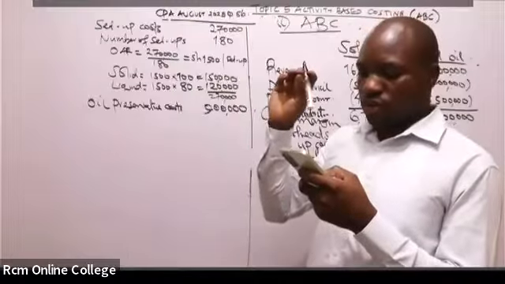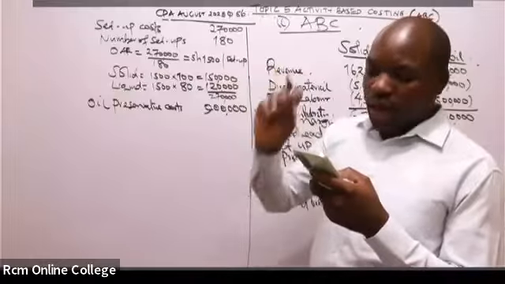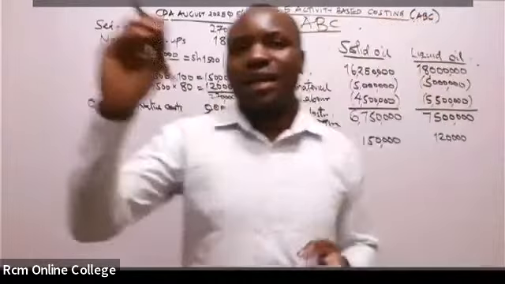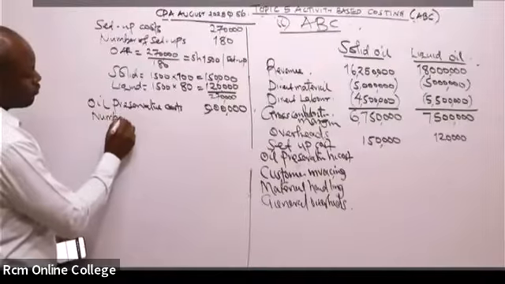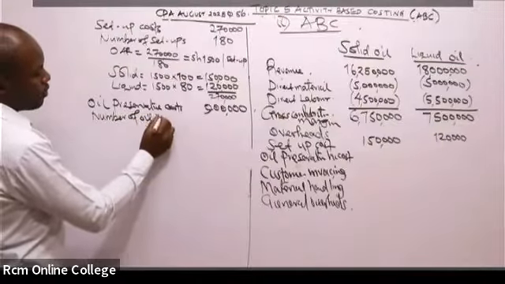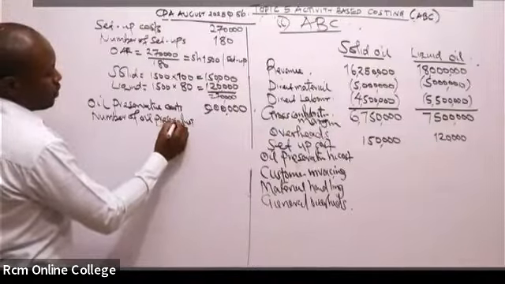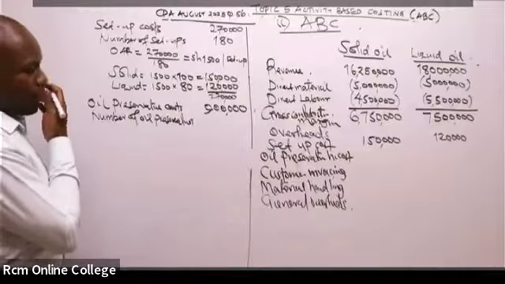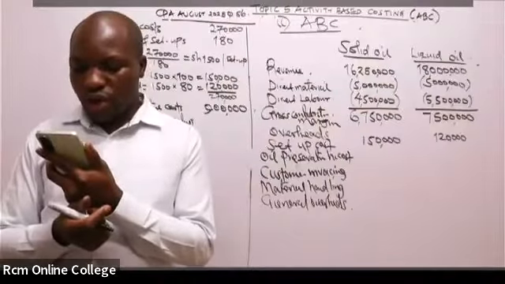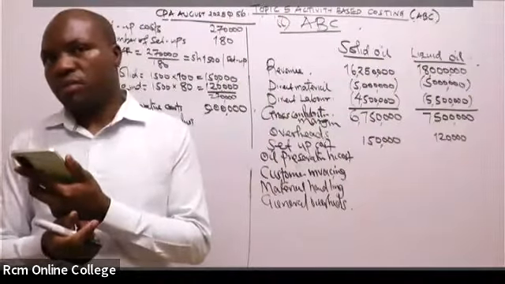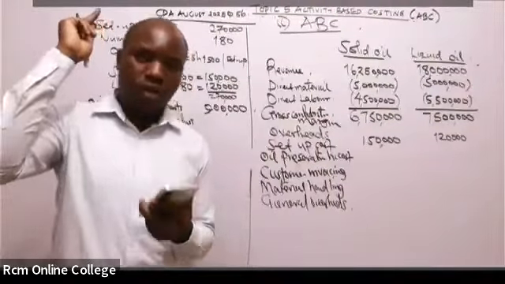Do we have that in our question? What we have been given there is the number of oil preservatives per liter. For the solid oil, we have 1 preservative per liter. And remember, we have 25,000 liters of the solid oil.